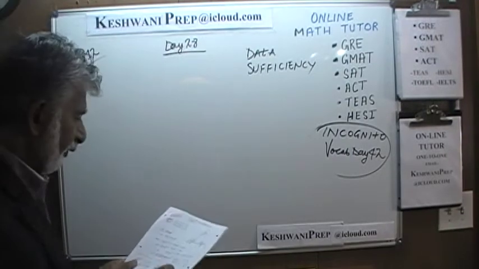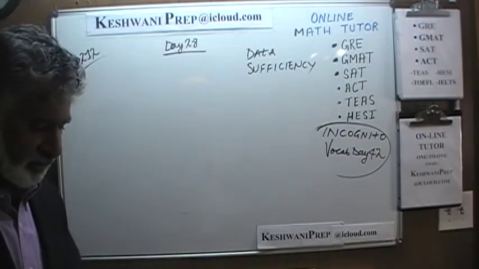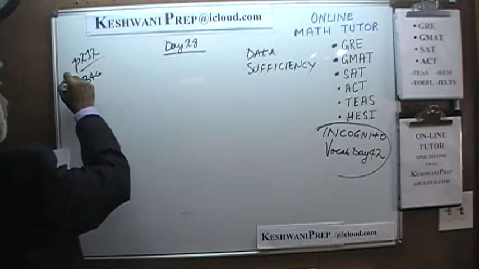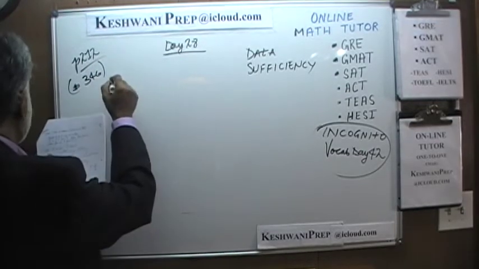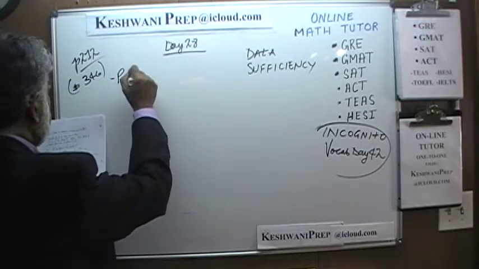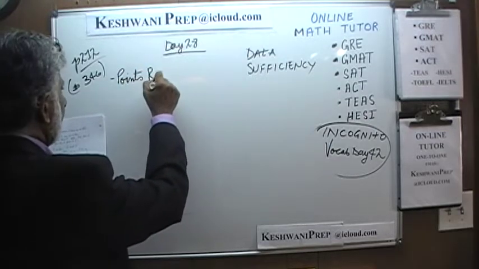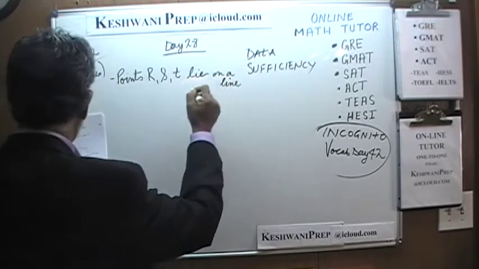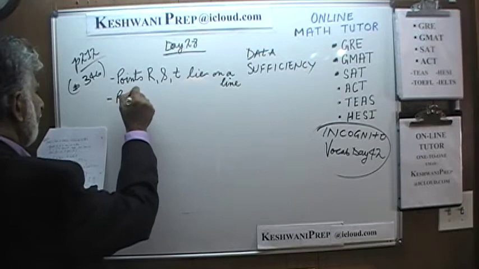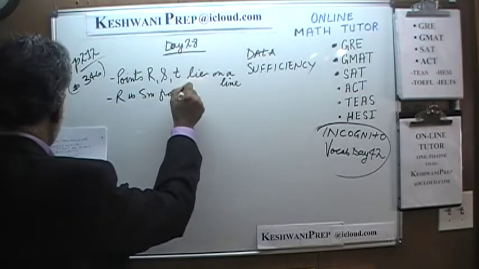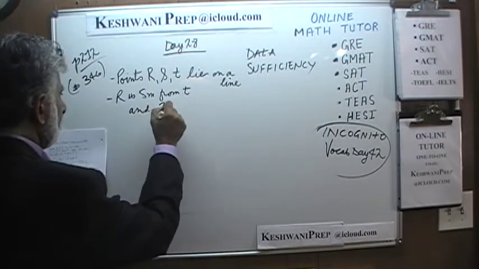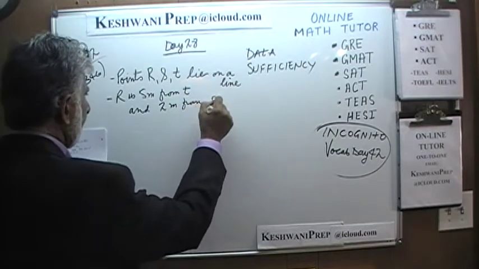Next problem, we are on page number 212. That was 345 that we just finished, the very first problem on the page. Let's look at 346. Number 346, it says that the points R, S, and T lie on a line. They lie on a line. We are further told that R is 5 meters from T and 2 meters from S.